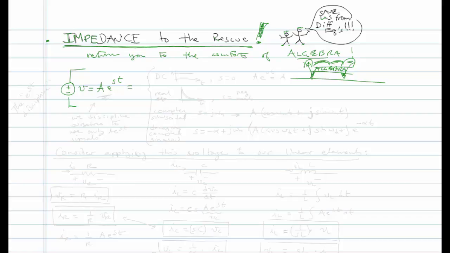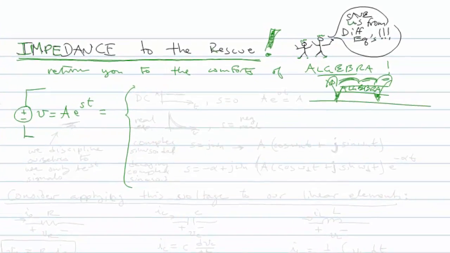But let me just point out that this function is pretty flexible. It can encompass several different types of signals. So it can encompass a DC signal. DC, this is the value of A. And how do we do that? If we set s to 0. So we would have A e to the 0t. Well, this is just A, some constant, right?